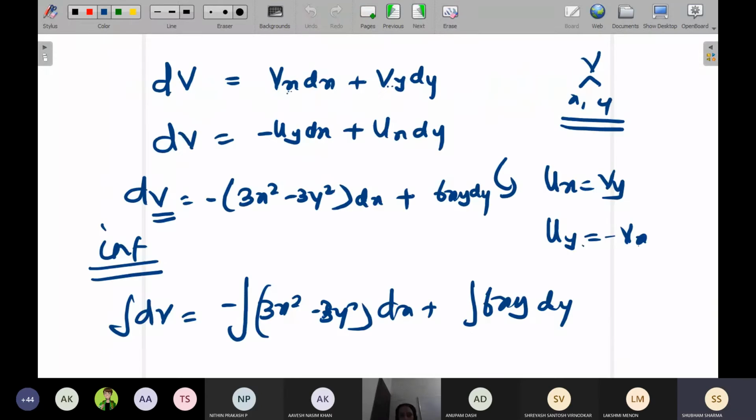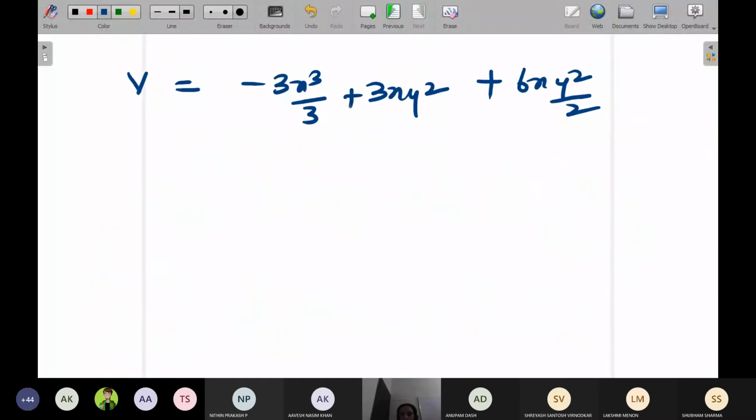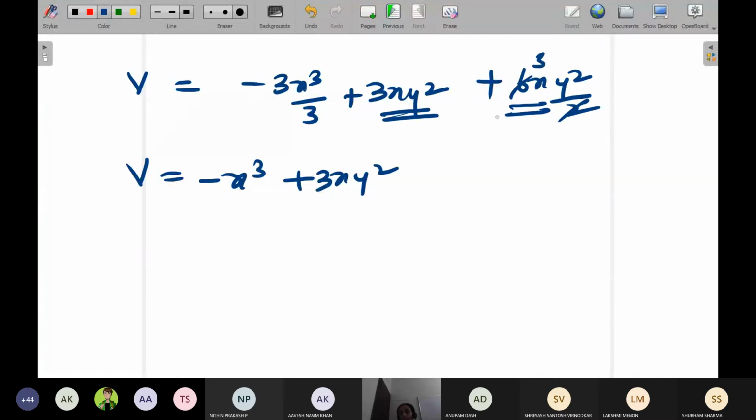Ex minus one, a mistake I did. See, here one minus sign is there, here one minus sign is there. Minus of minus will become plus. So what is your v? It is minus x cube plus 3xy square. So this and this will get cancelled. These both are the same terms, so you can write it once.